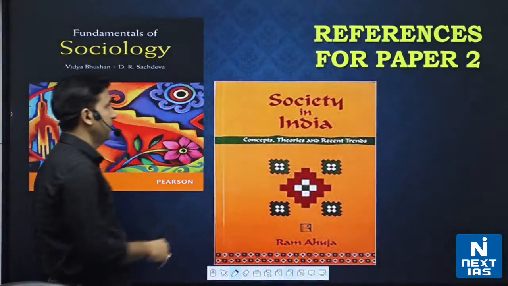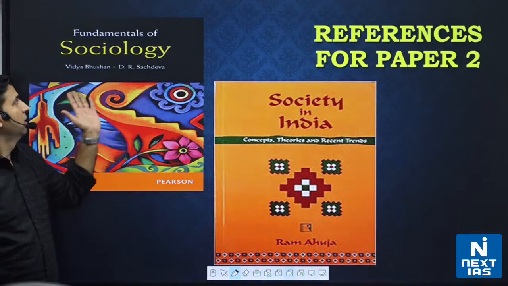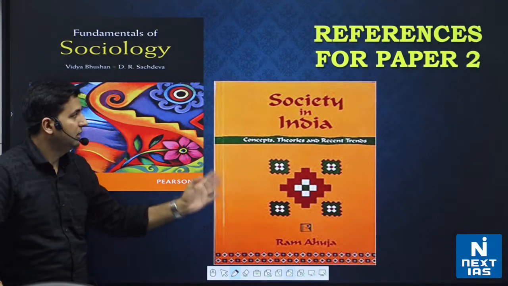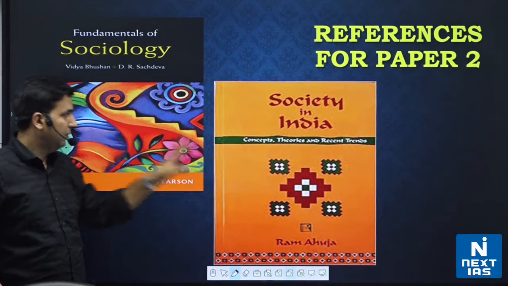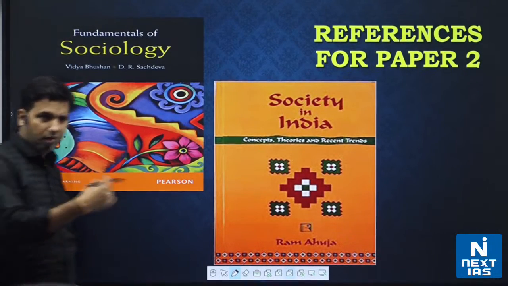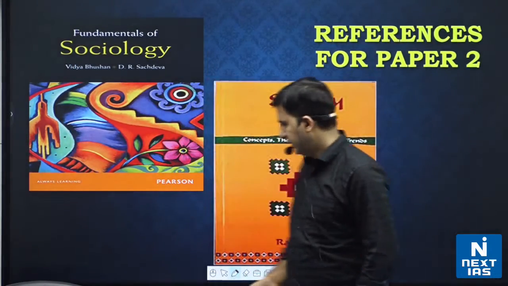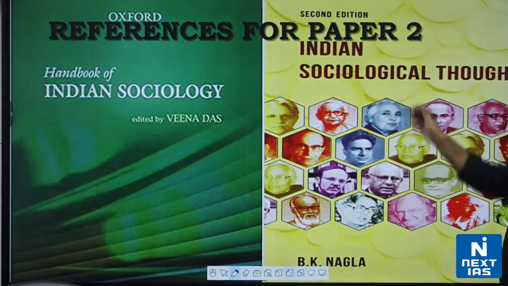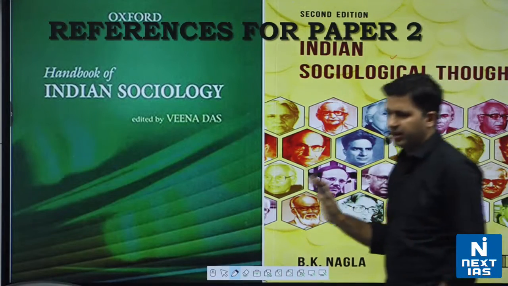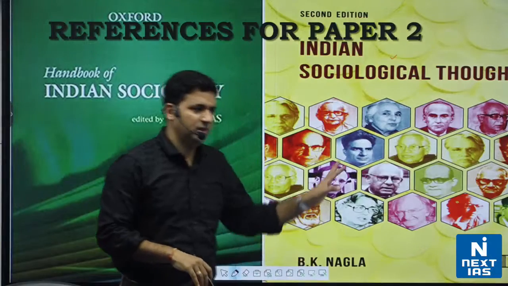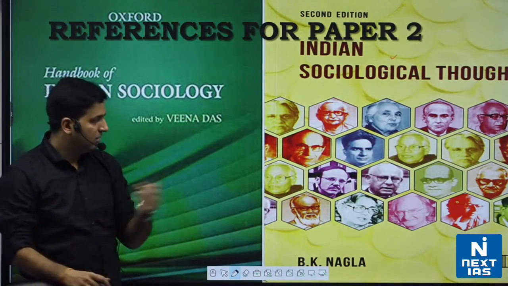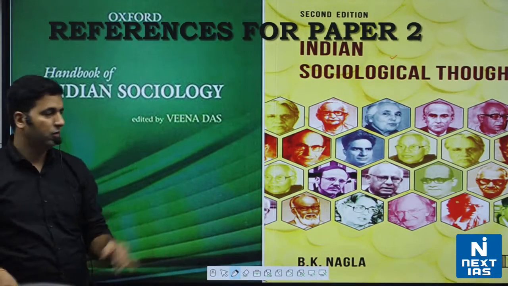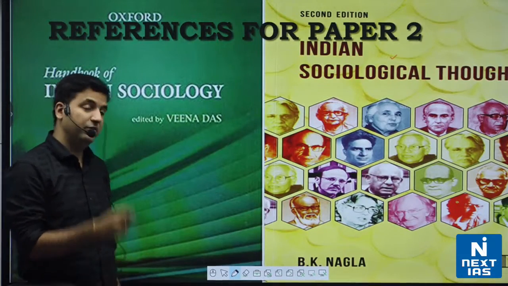Then for paper 2, you can either opt for Fundamentals of Sociology by Dr. Vidya Bhushan and Sachdev, or again Society in India by Dr. Ramanuja. I will prefer the Fundamentals of Sociology, covering many topics of paper 2. And then last for paper 2 would be Handbook on Indian Sociology or Indian Sociological Thought. You can refer to the B.K. Nagla book, Indian Sociological Thought, which covers some of the thinkers from Indian sociology. So these are the 4 books generally I prescribe for reading sociology if you are studying by yourself.